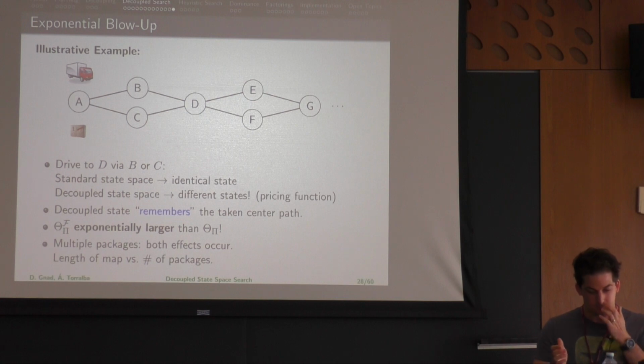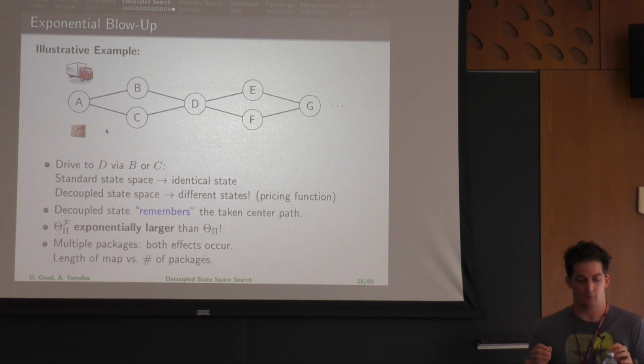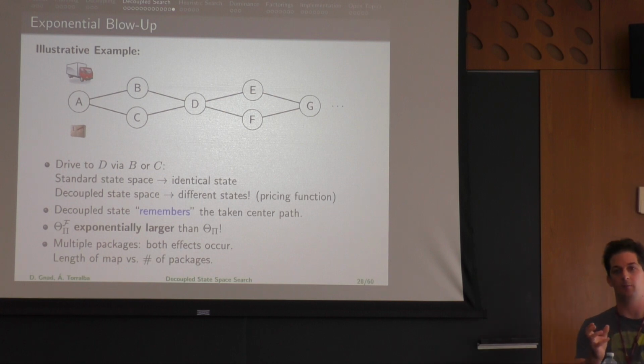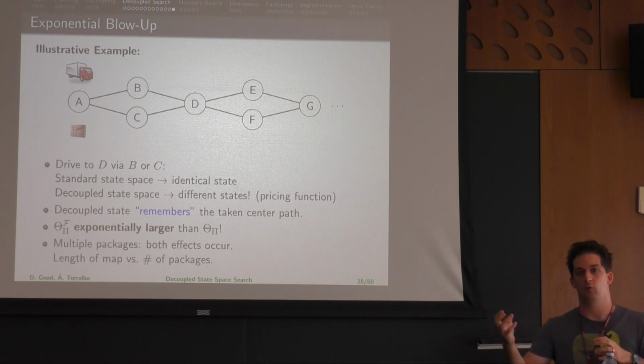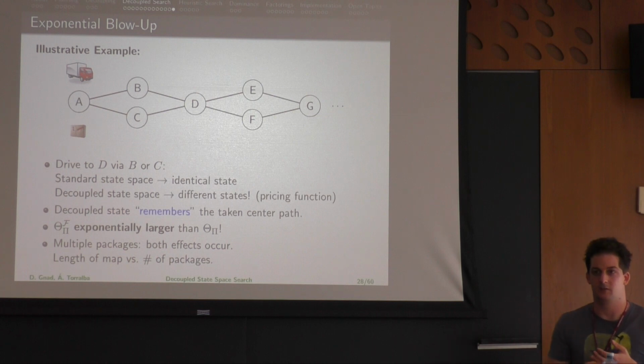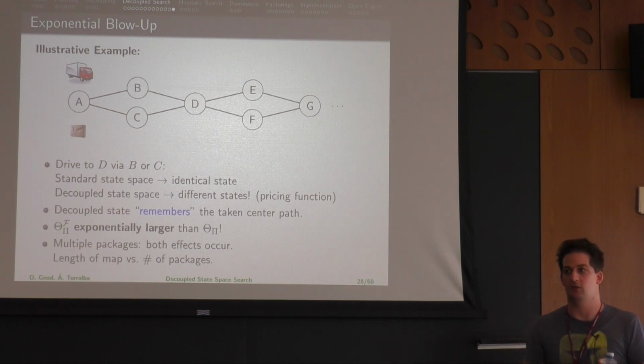Now, in our example here, we only have a single package. If you have both effects, like a pretty common roadmap and multiple packages, then both effects occur, right? So you have the exponential reduction from being able to compress the multiple package movements into the decoupled state, and you have a blow up because you remember the path that you've taken, and then it's really hard to tell if it's going to work or not. Really, it's a trade-off between the length of the map and also the number of packages that you have.